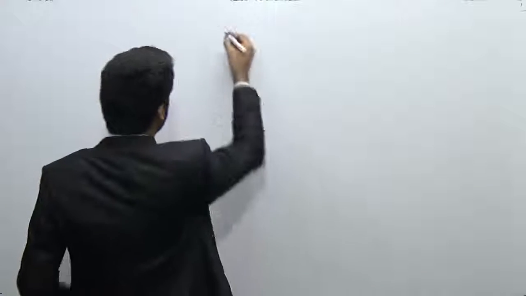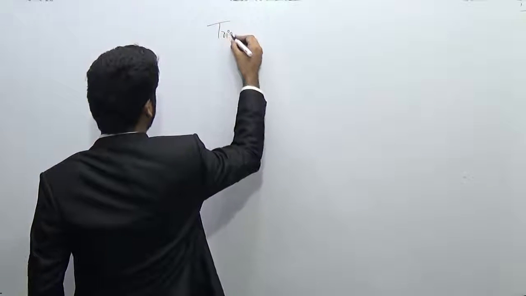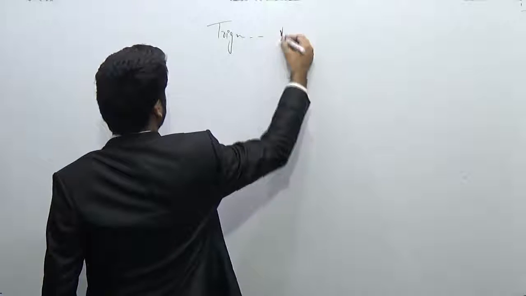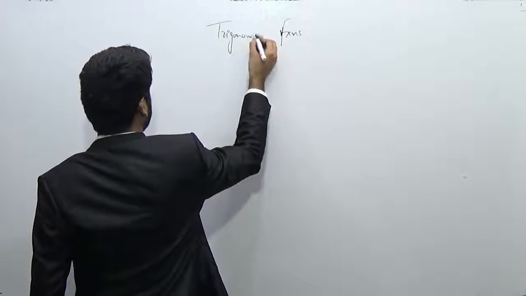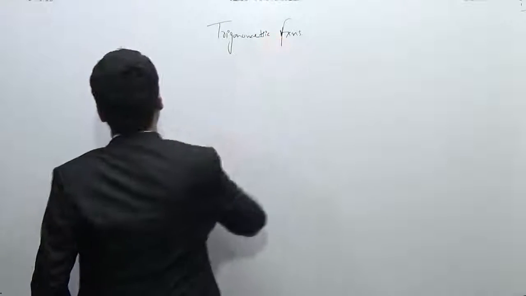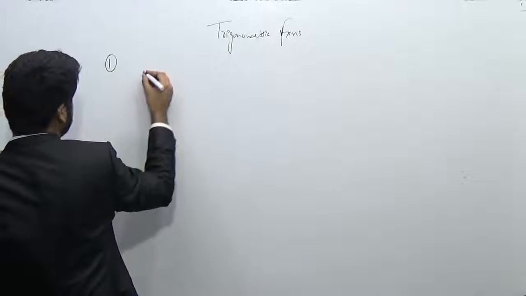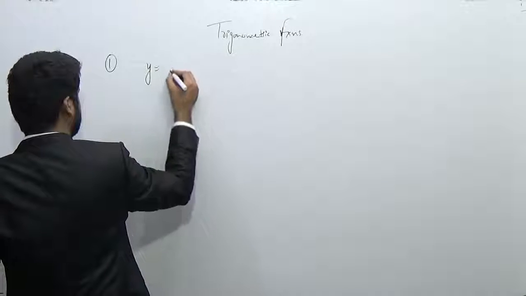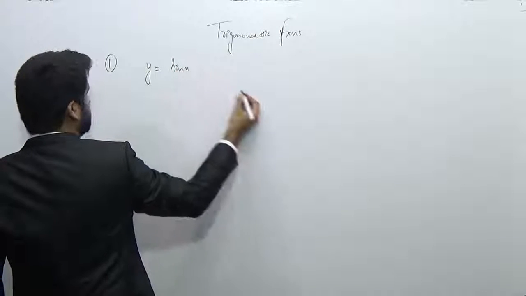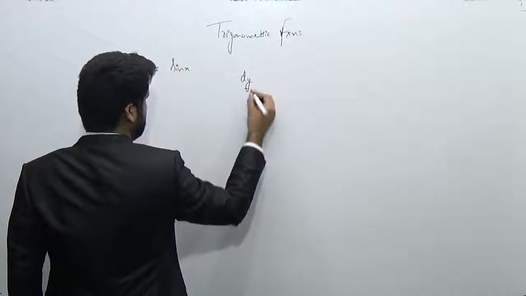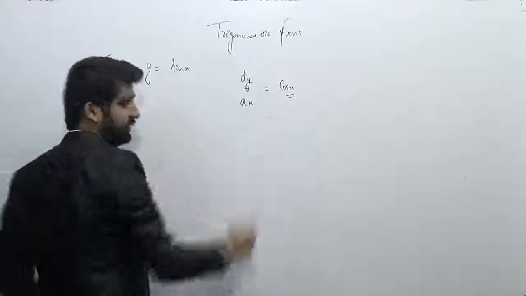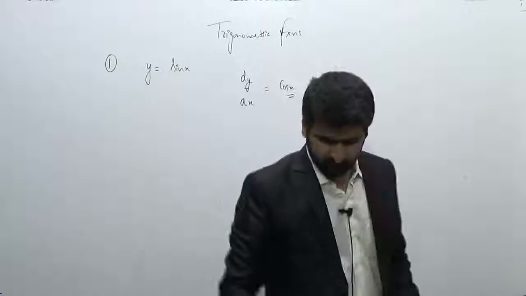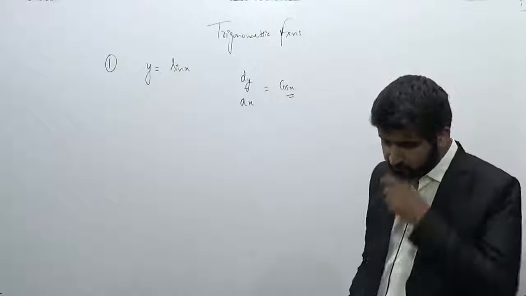Of trigonometric functions. So now we are going to discuss the derivative of trigonometric functions. In this, the first function is the most basic function, y is equal to sin x. So the differentiation of sin x comes out to be cos x. So this one you need to remember, that the differentiation of sin x is equal to cos x.